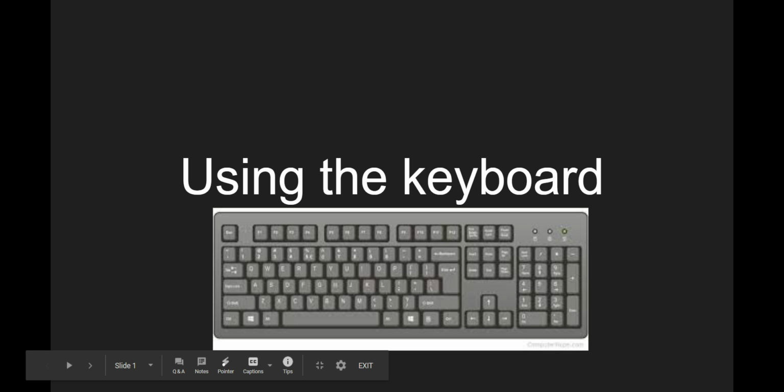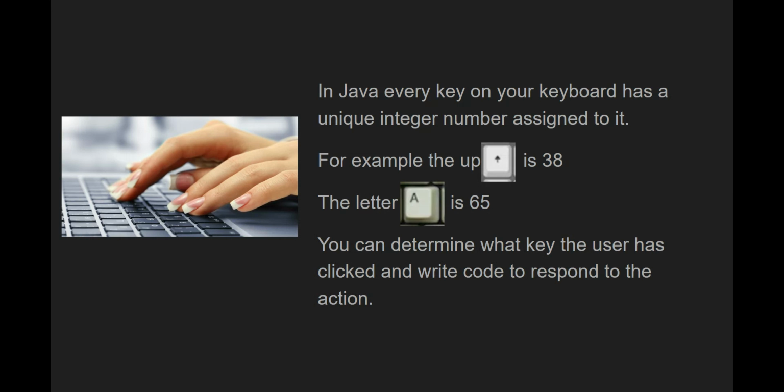Today we are going to learn about how to use the keyboard with applets. So in Java, every key on your keyboard has a unique integer number assigned to it. For example, the up arrow key is the number 38, the letter A is 65. You can determine what key the user has clicked and then write code to respond to that particular event.